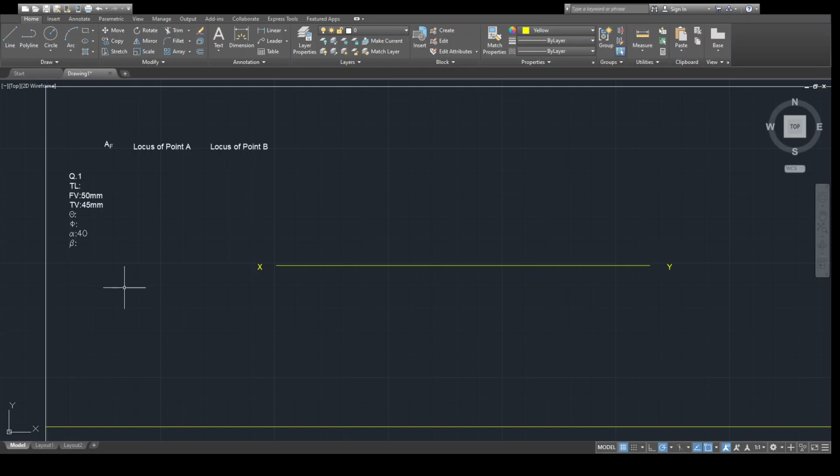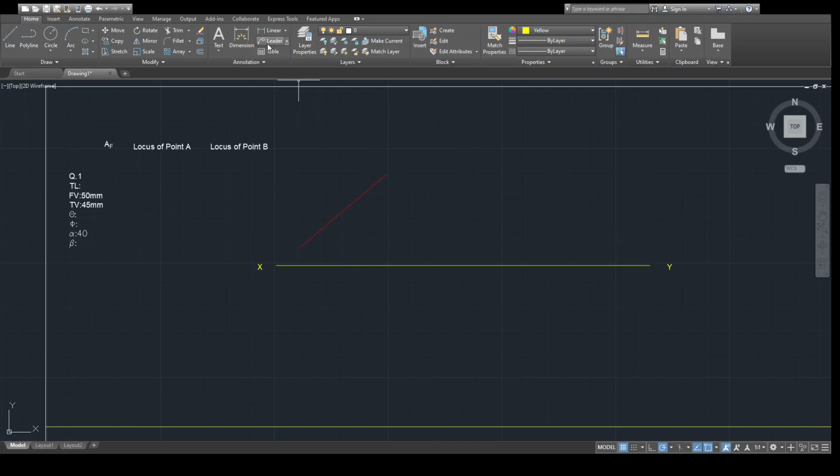So how to proceed? Let us start. Front view length is given as 50 mm, top view length 45 mm, and front view inclination 40 degrees. So first I will draw a line of 40 degree inclination. What is the length? 50 mm. I will change the color to magenta, because for front view and top view I will use magenta color, whereas for true length I will use white color. So this is my front view length, 50 mm.